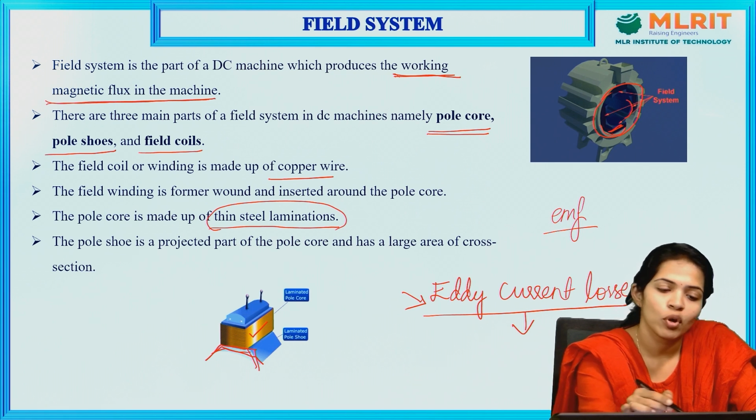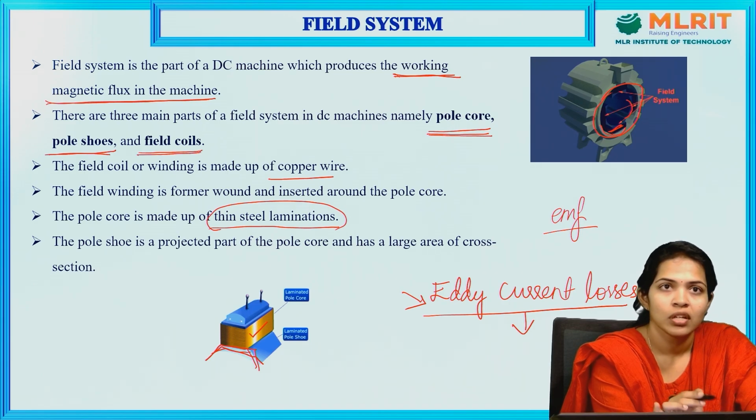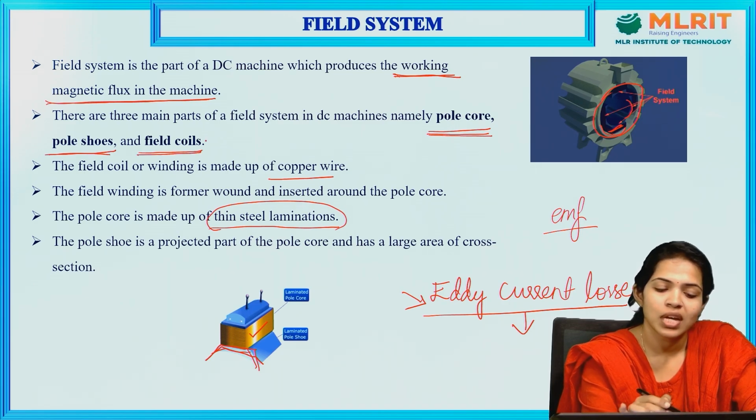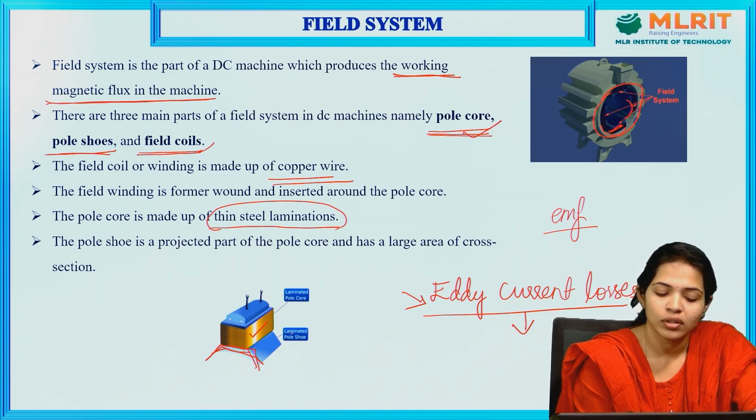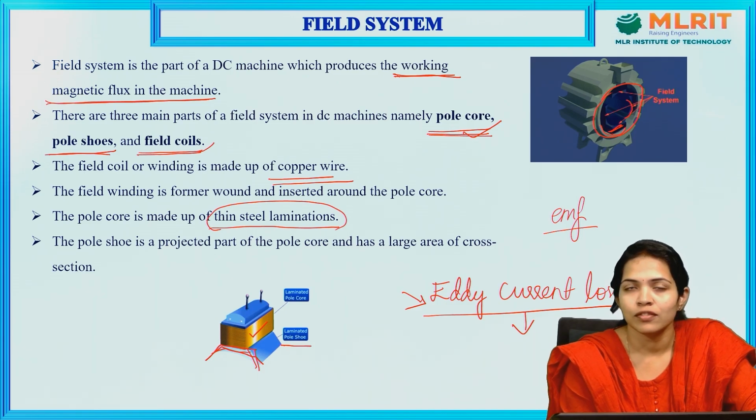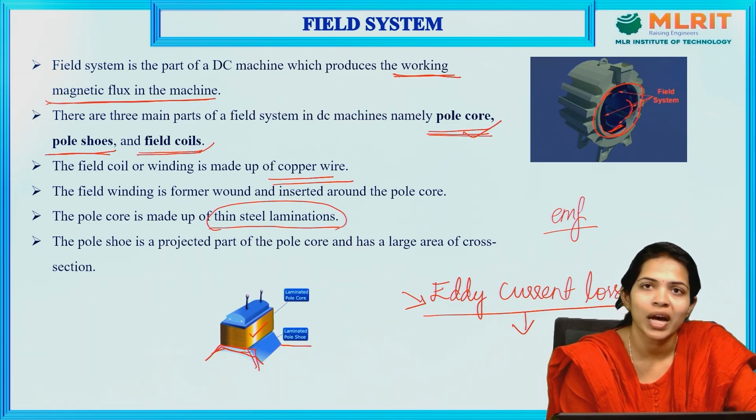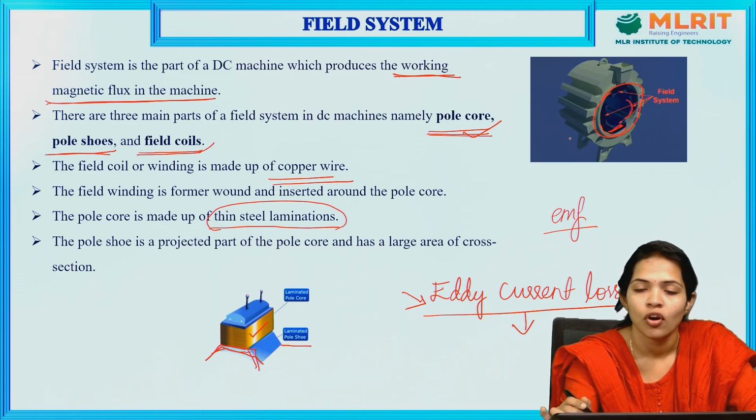So this is about the field system, which basically consists of three main parts: pole core, pole shoes, and field coils. These field coils are made up of copper wire. These field coils are wound on the pole core. These pole cores are mounted on pole shoes. So this entire field system will provide the working flux and also a uniform path for the flow of low reluctance magnetic flux in the outer frame of a DC machine.